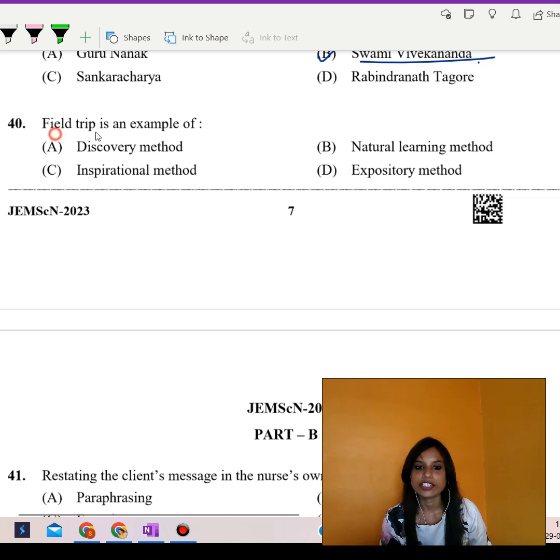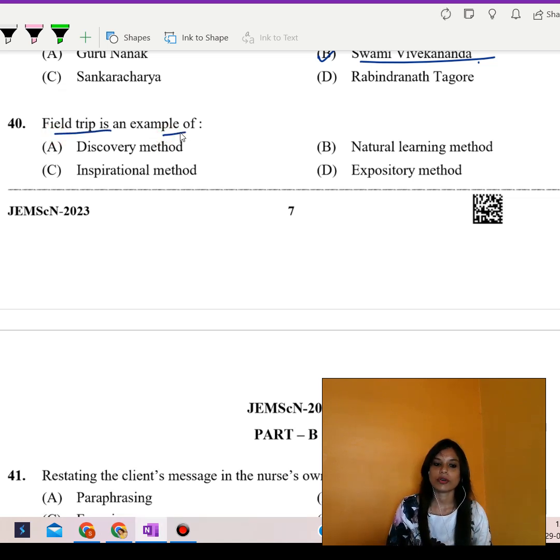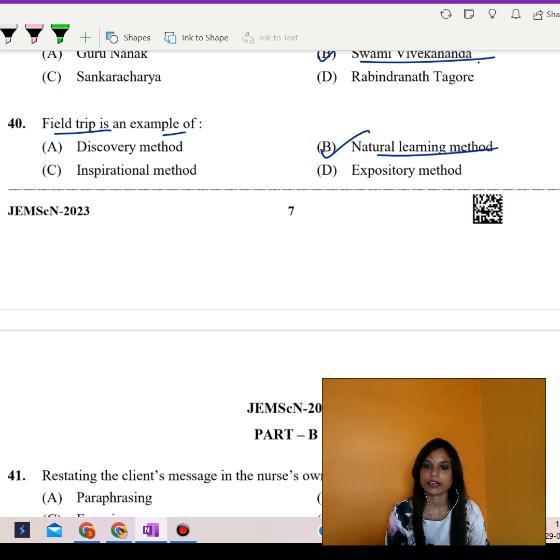Next, field trip is an example of what? A field trip is an example of natural learning method. Field trips involve taking students out of the classroom into the real world environment to explore and learn firsthand. Okay, so this method aligns with natural learning as it allows the students to engage with their surroundings, making observations, discovering new knowledge in an authentic context.